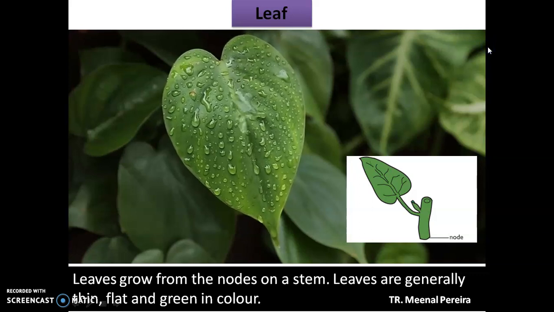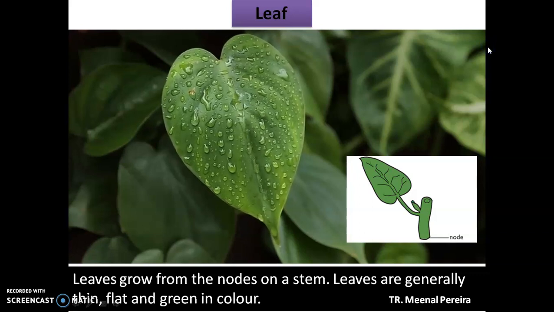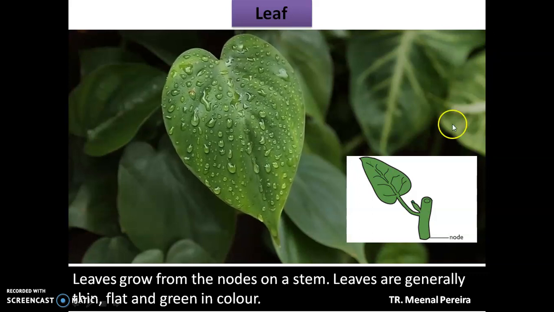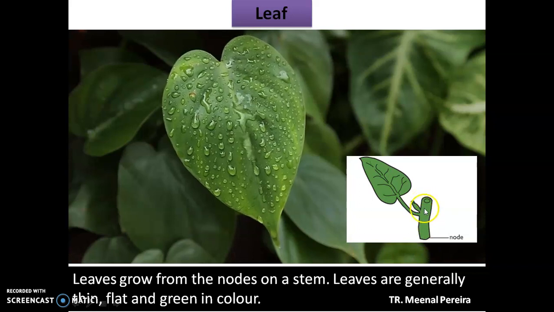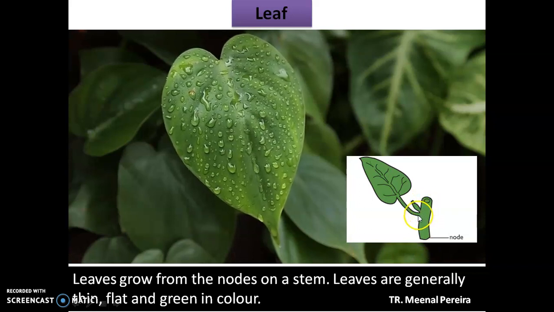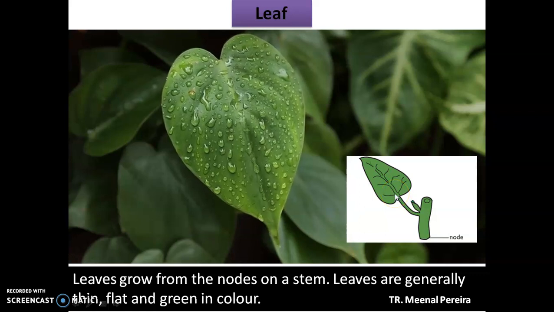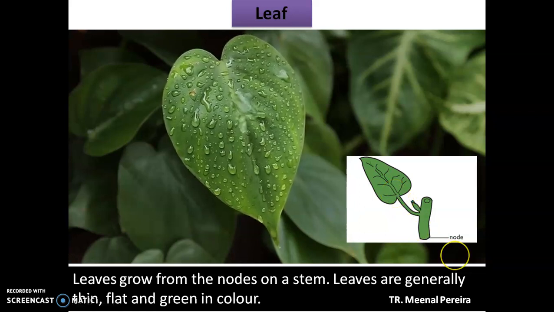Leaves grow from the nodes on a stem. In the last class, we studied about stem. There we studied node, and what we studied there is that leaves grow from the nodes on a stem. So this diagram shows you the node and we see the leaf coming out of it.